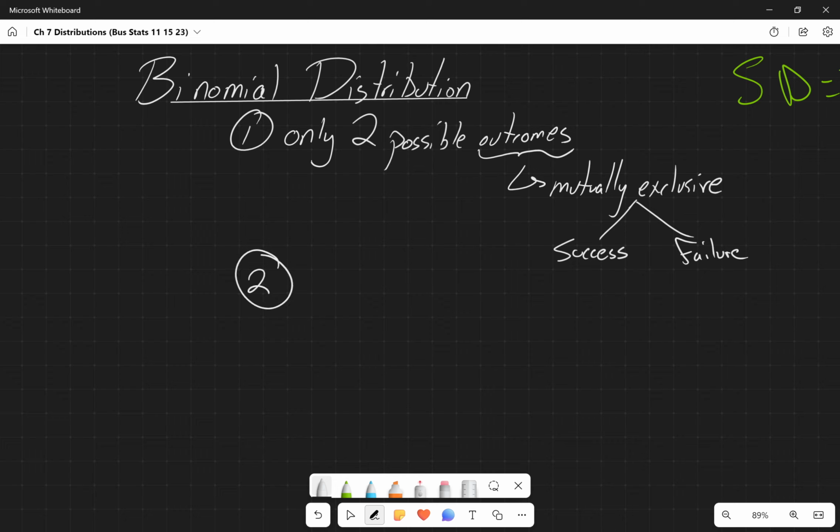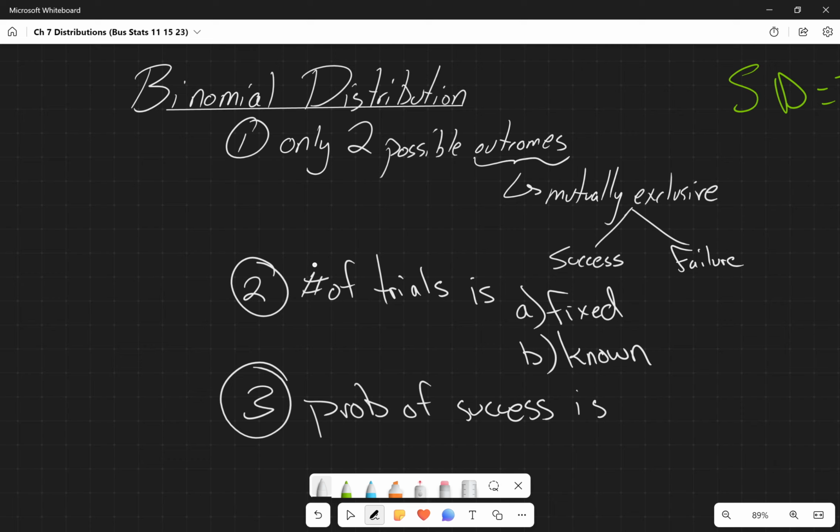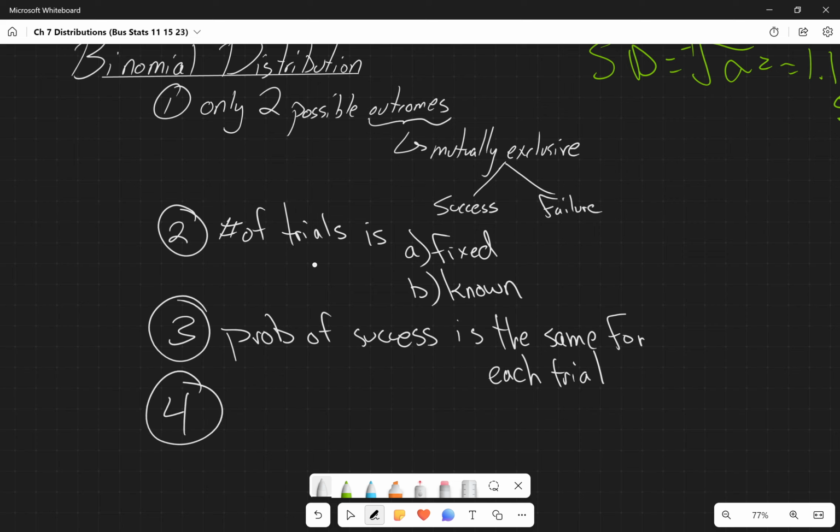Second requirement. The number of trials is both fixed and known. The third requirement we have is the probability of success must be the same for each trial. And then last, number 4, is that each trial is independent of any other trial.